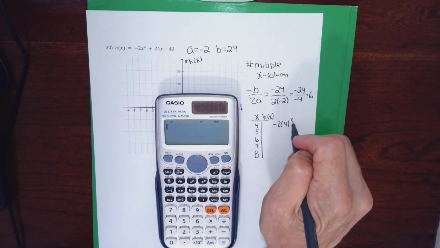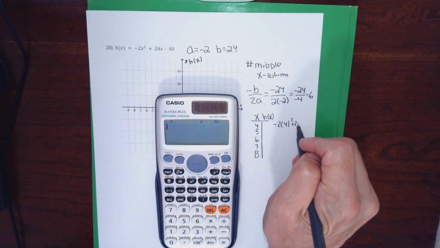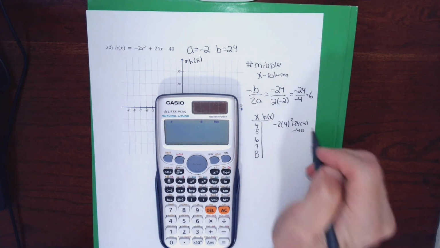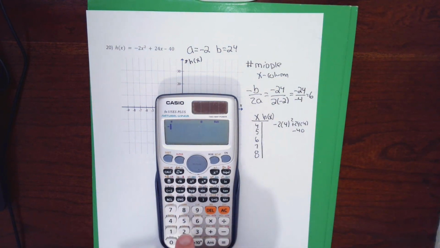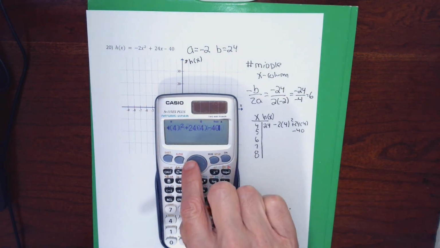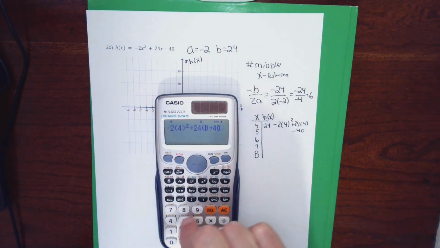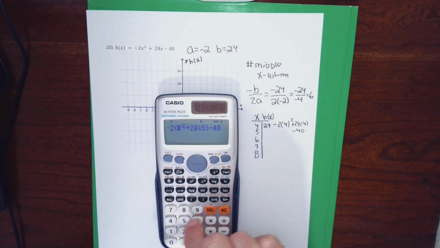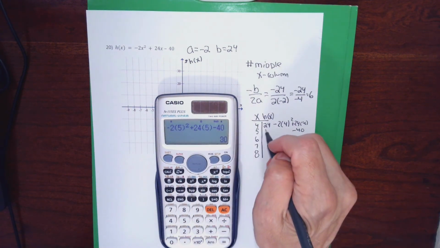My first y, I'm going to go negative 2 times 4 squared plus 24 times 4 minus 40. So negative 2 parentheses 4 squared plus 24 parentheses 4 minus 40. It's going to give me 24. And now I'm just going to backtrack, change the 4's to 5's, and get 30.